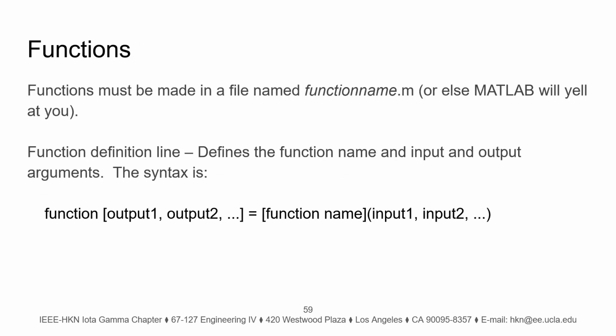Now we're going to be talking about functions. Earlier we talked about zeros and ones. Those are some examples of pre-written functions. Now we're going to be talking about writing our own. Functions must be made in a file named functionname.m, or else MATLAB will warn you about this discrepancy. The function definition line defines the function name and the input and output arguments. The syntax is function output1, output2 equals functionname(input1, input2, etc.).